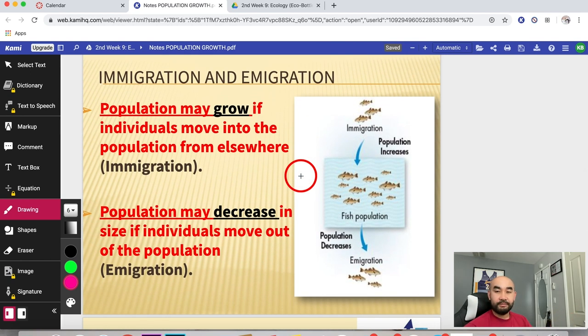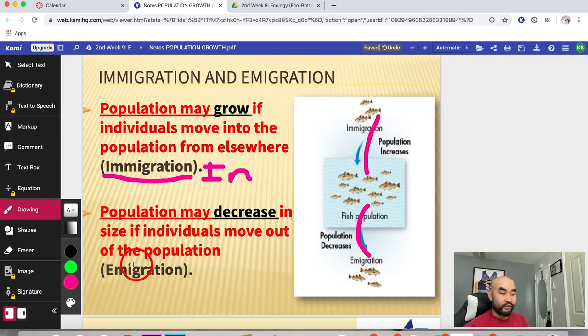Population can also change by people moving in or people moving out of that area. Okay, so for example, you see the fish here, right? How many fish moving in? How many fish moving out? When we move in, we call that immigration, and that's because it starts with the letter I, in. When we're moving out, we call that emigration, and that's because E stands for exit. When you exit, right?